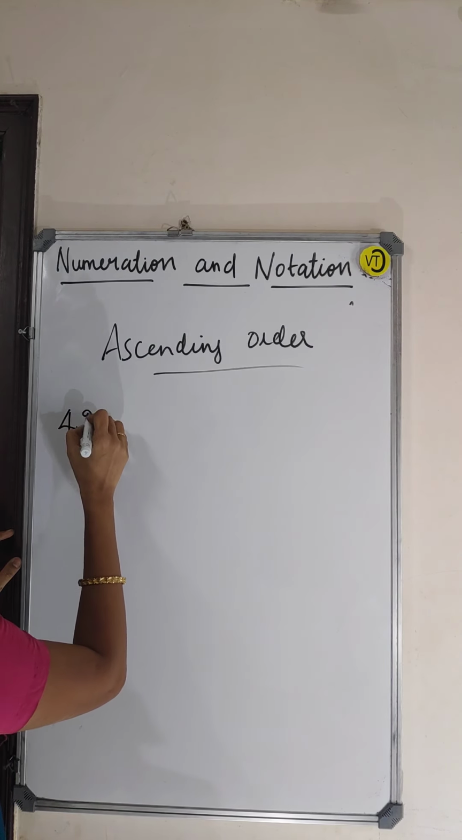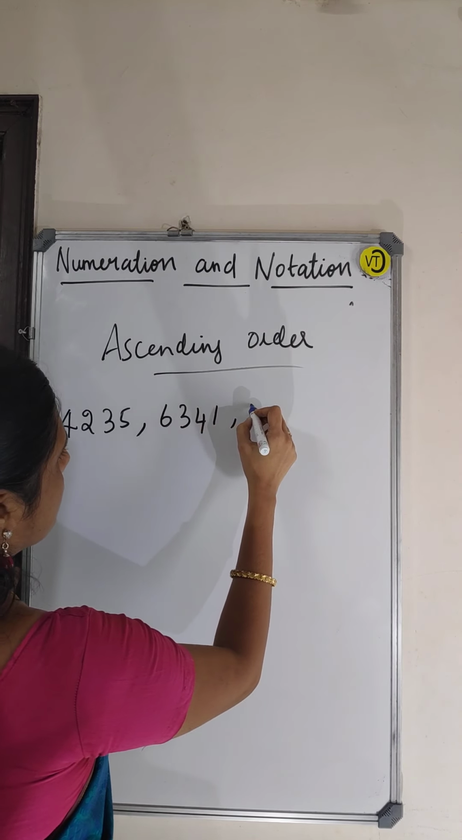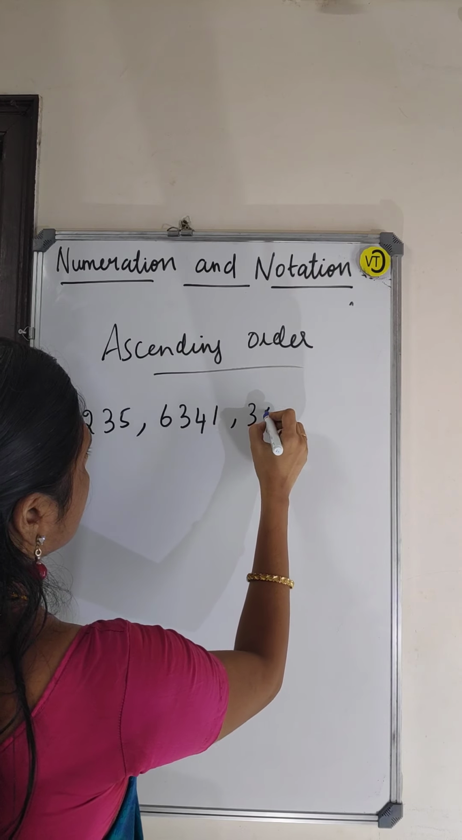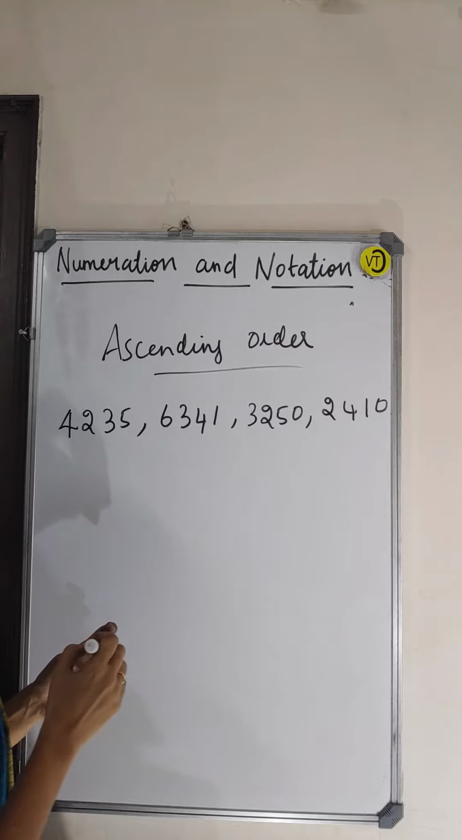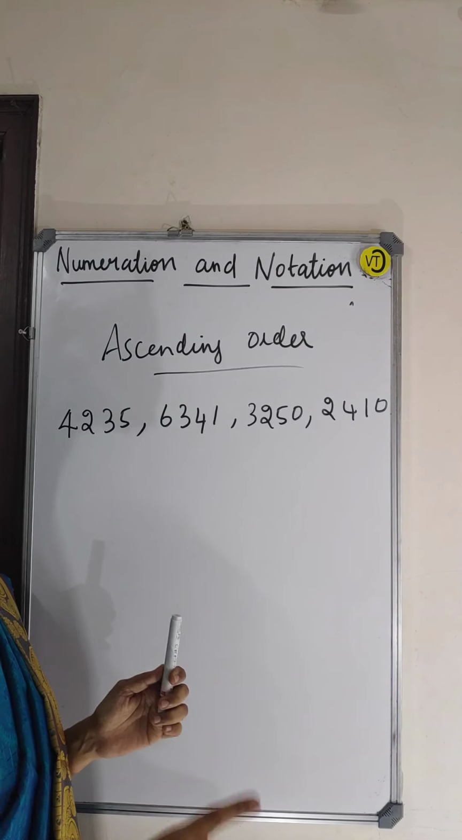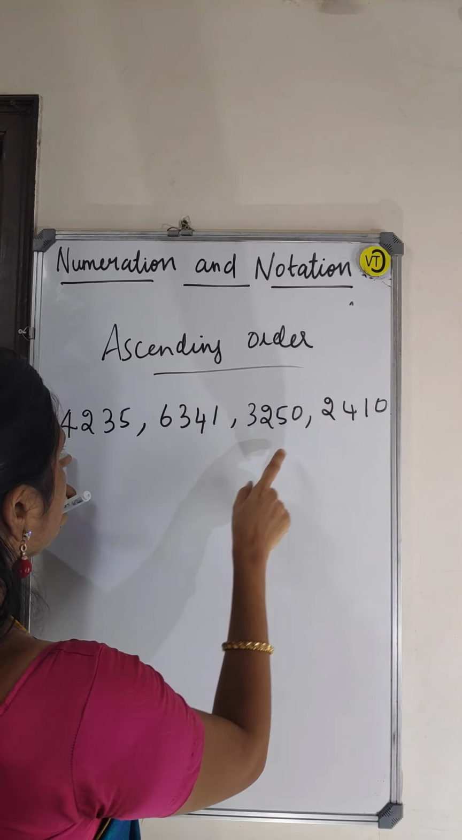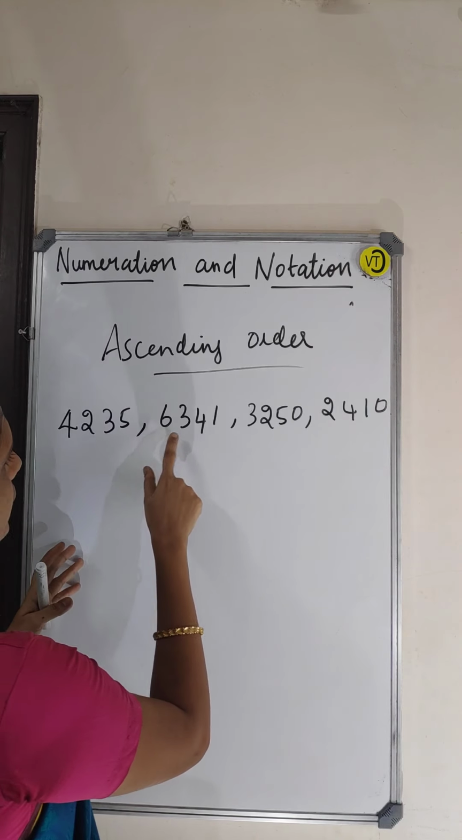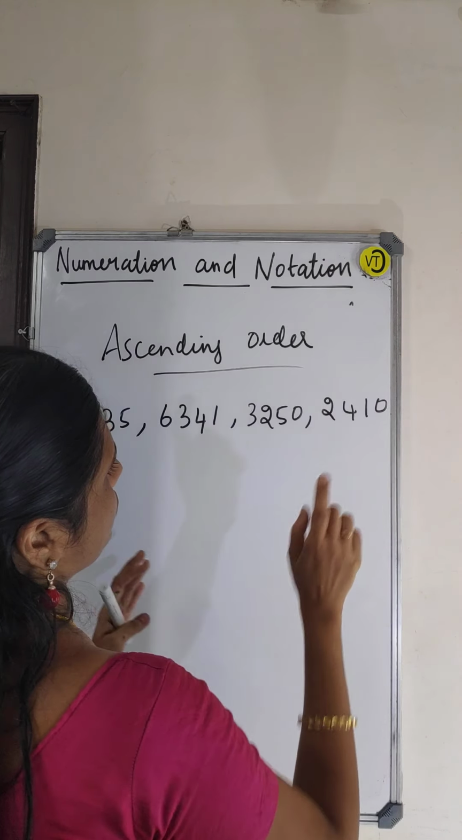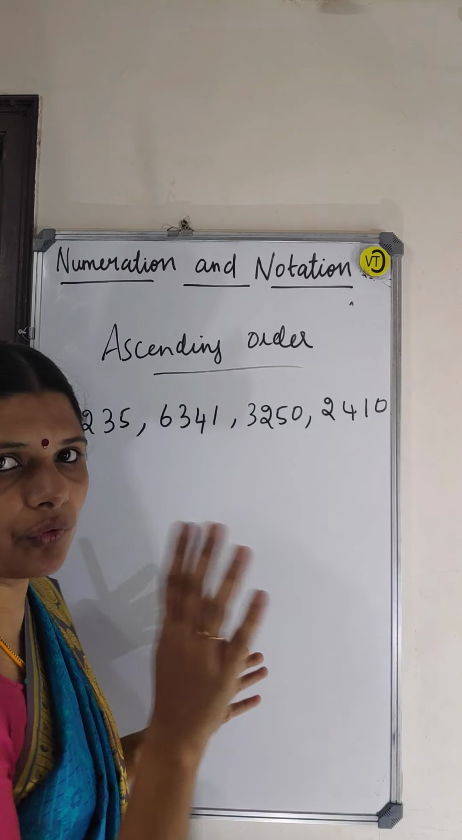See, now I am giving one number 4235, 6341, 3250, 2410. Okay, this set of numbers is given. First thing you have to check is whether all the numbers have the same number of digits. It is there 1 2 3 4. Yes, 1 2 3 4, 1 2 3 4, 1 2 3 4. Fine. So four numbers, all the numbers have 4 digits.